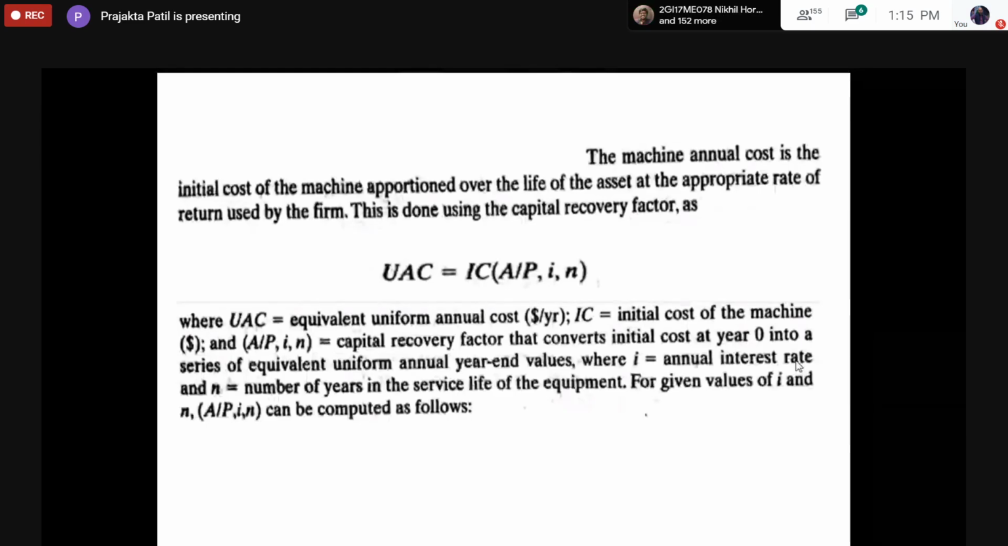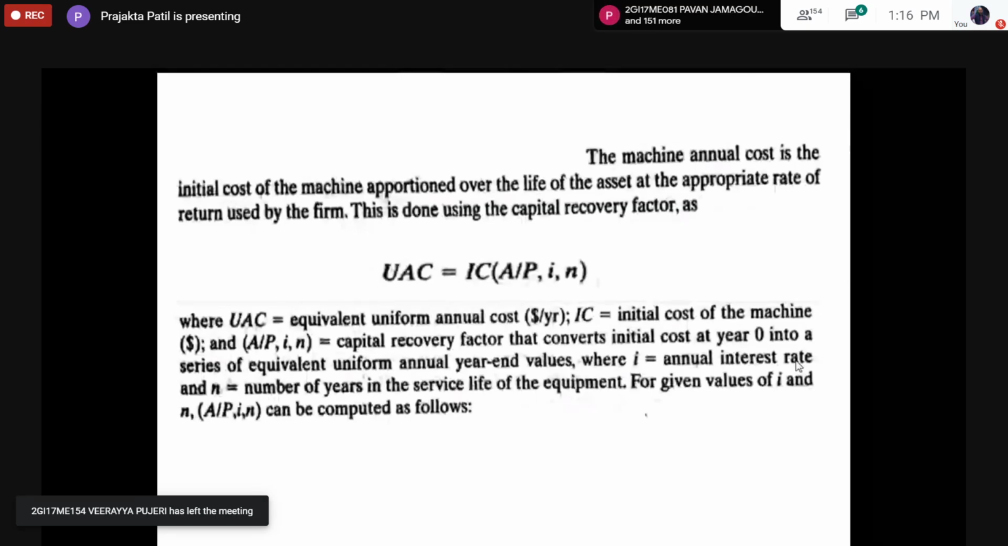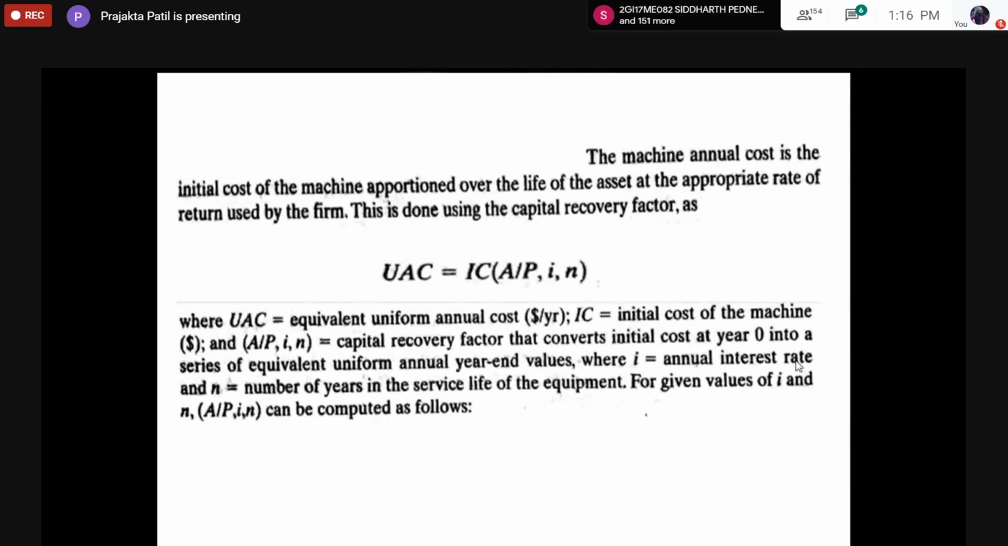So please note down this equation. UAC, that is the equivalent uniform annual cost, is given by IC, that is initial cost, into the capital recovery factor. For a given value of i and n, we can compute the capital recovery factor by using this equation. Please note this down. This is a very important equation.